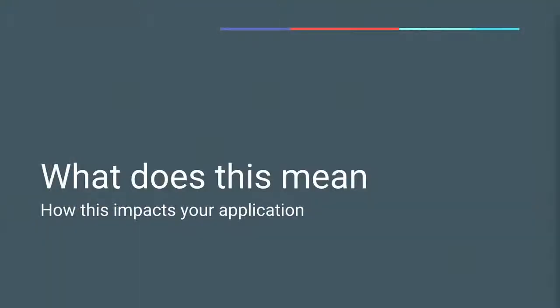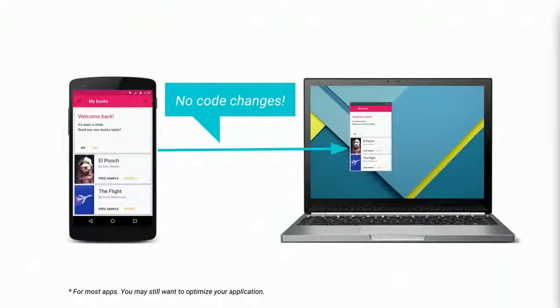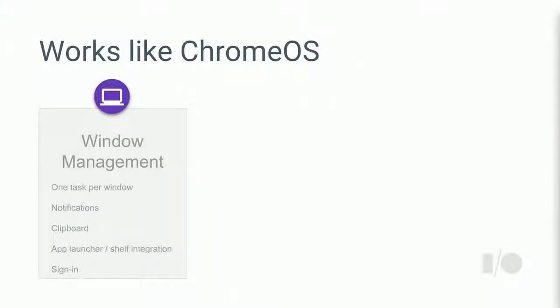OK, so what does it all translate into, and how does it impact your applications? Because we're running a full Android system, it means that most applications can be run in Chrome OS without any code changes at all. Of course, since this is a new platform, you might want to still make some optimizations and some little tweaks. But your app works like a Chrome OS app. Most of the things you expect the Android system to do will now be provided by Chrome OS, instead of being constrained to a little window.